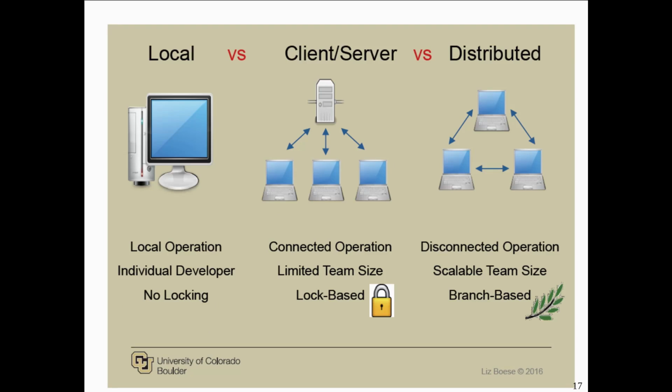So again, we have local operation, individual user. The client server model is based more on the centralized repo. They started with the lock on checkout. And so you can see here, limited team size, connected operation. You have to lock whenever you make a change. And then distributed, the disconnected operation, scalable team size, and branch based.